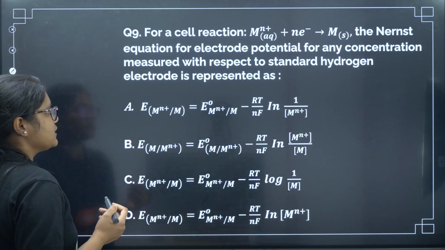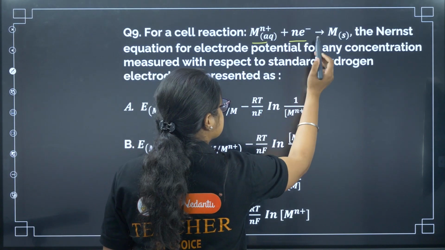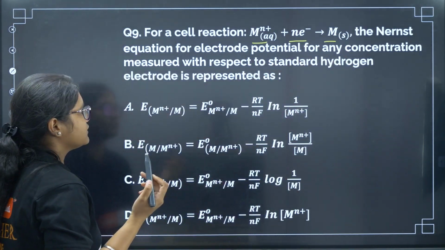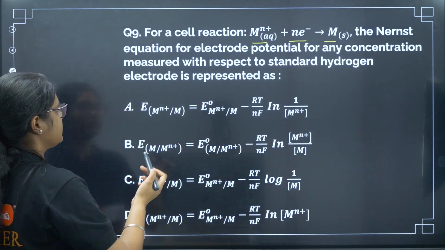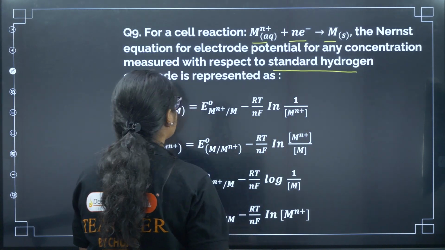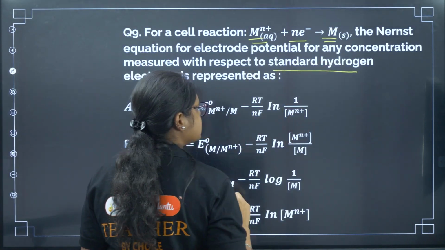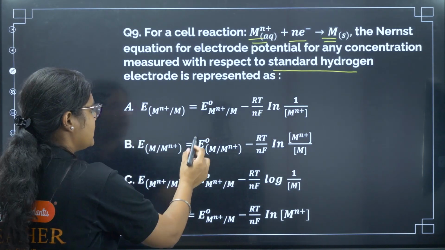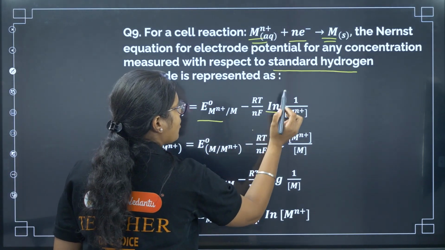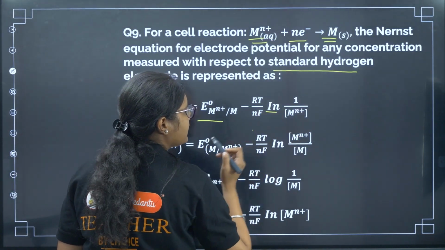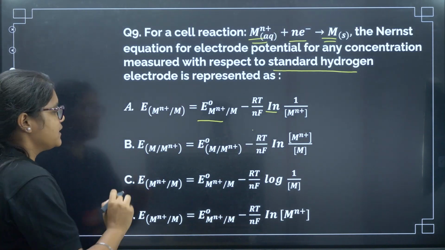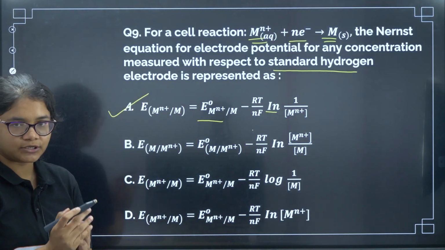Then, the reduction potential for a cell reaction Mn+ plus n electrons gives M: the Nernst equation for the electrode potential for any concentration, measured with respect to the standard hydrogen electrode, is. So we know the equation is Mn+ gives M. So E naught of the cell minus RT by nF log of product by reactant. So 1 by Mn+ concentration. So the correct answer for this question is option number A.